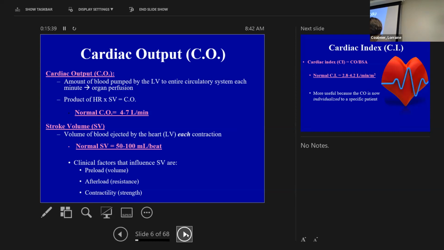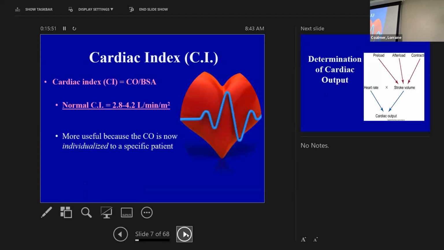Okay, so any one of these, if they are altered, it will affect stroke volume, which therefore affects the cardiac output. Now, if it was high, would tachycardia go with that? No, because with tachycardia the heart's pumping so fast, it doesn't have the opportunity to fill appropriately. That's back to that AFib and those kinds of things. Okay. All right, now, cardiac output's great.